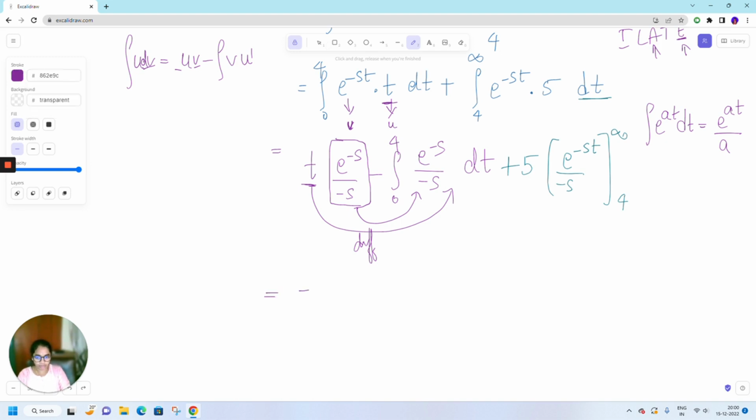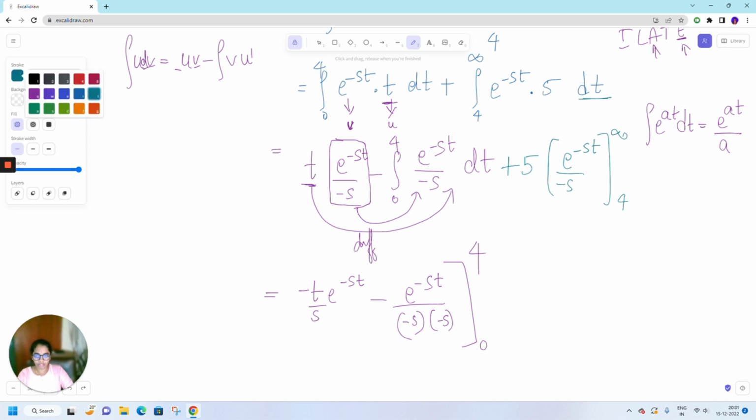So that would be minus t by s e power minus s. So first term I wrote it as it is. Yeah, we have a t here. So minus integration of e power minus s is what? E power minus s divided by minus s, and you already have a minus s over there. Okay, so this whole thing runs from 0 to 4.